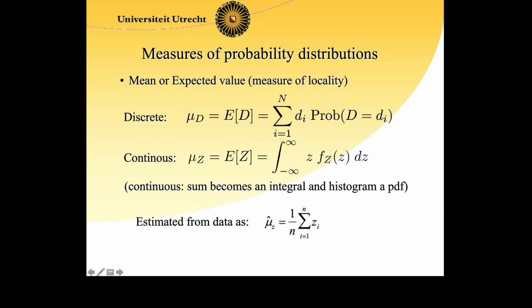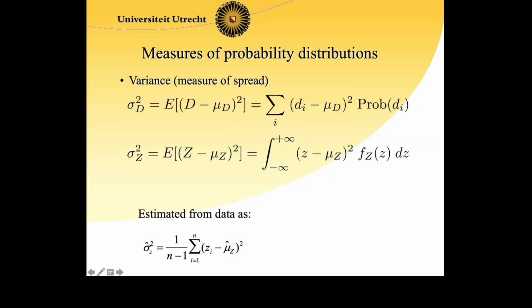Like I said, for the discrete, that is taking the probability weighted sum of the square deviations from the mean of the possible outcomes. We do the same for continuous, but we take an integral instead of a sum, and we take the probability density as a weight instead of the probability distribution. And we can estimate it again from the data, where n-1 is the degrees of freedom.